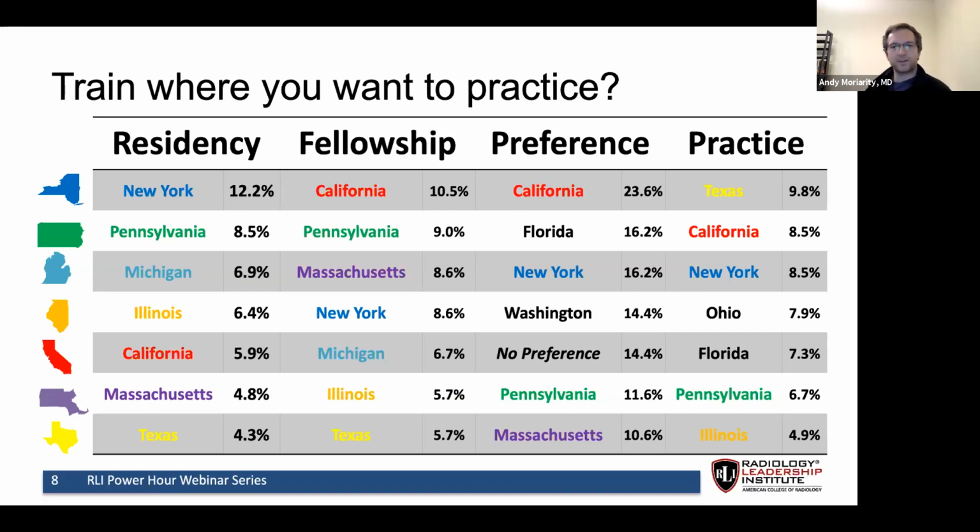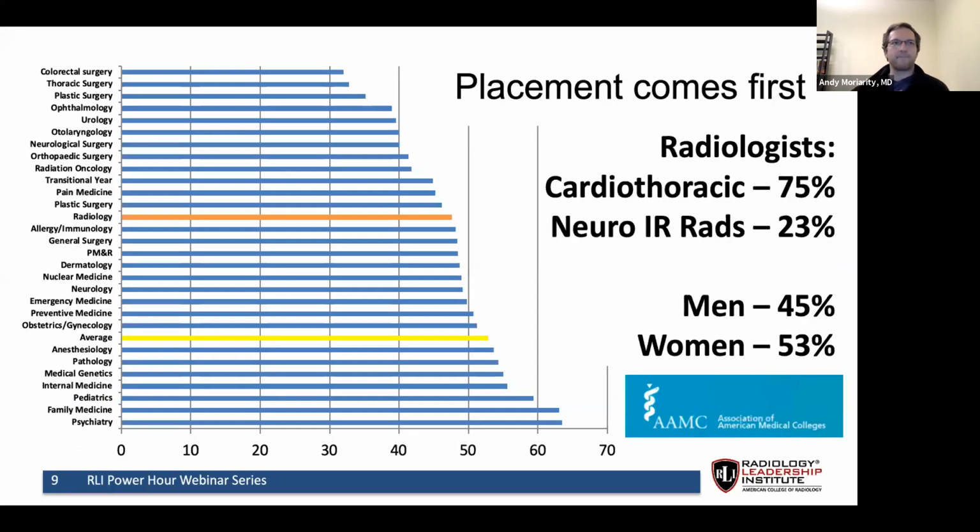Surprisingly, not a lot of people ranked it up high in the preference. And I find it interesting that California was the preferred choice for almost a quarter of our survey participants, but only 10% actually ended up practicing in Texas. So I hope everyone's doing well in Texas right now. And if any of you have been able to join us, that's very great.